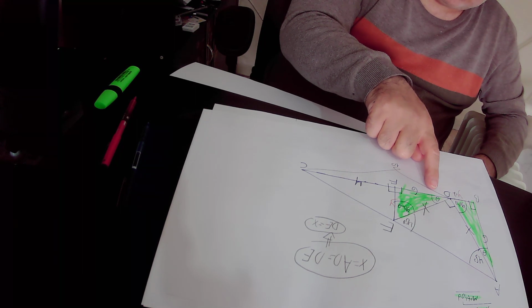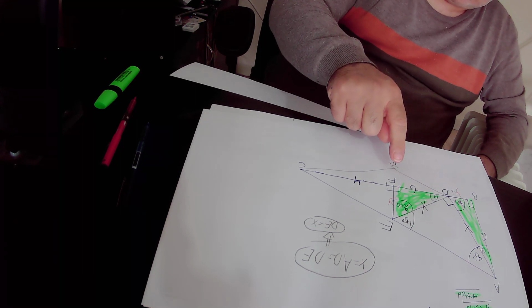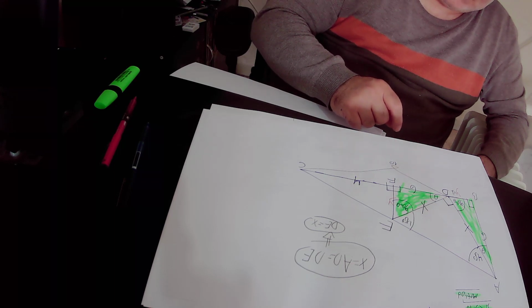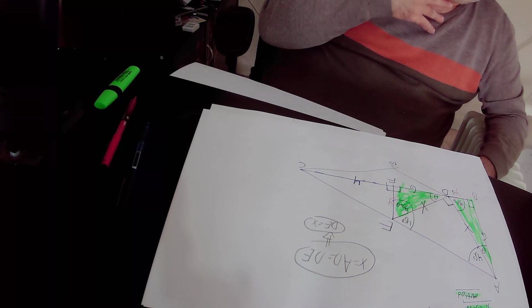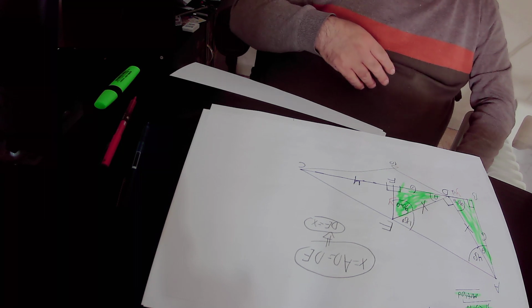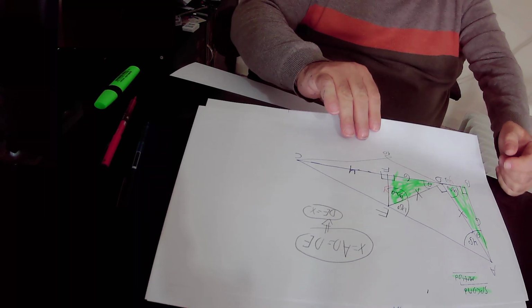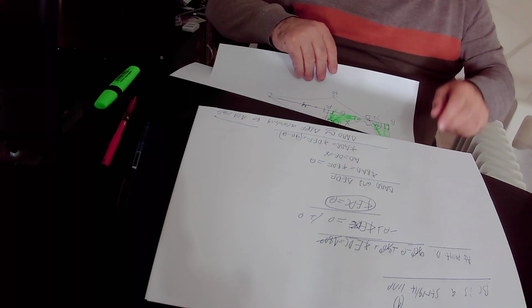So in the right triangle, angle EDF equals theta. So if angle EDF equals theta, then this angle DEF must be equal to 90 degrees minus theta. So we actually proved that those two green right triangles can go into each other. Why can they go into each other?